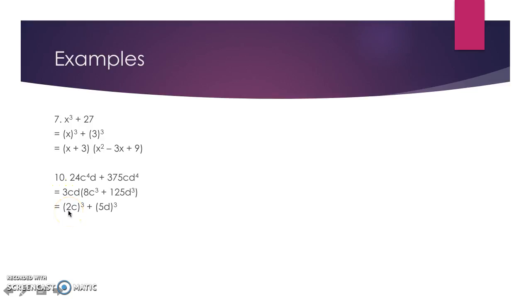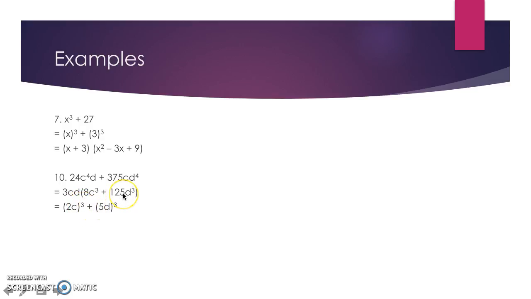And so what number multiplied by itself three times equals 8? Well, that is 2. 2 times 2 is 4, times 2 equals 8. And then c to the third exponent is going to be c to the third.